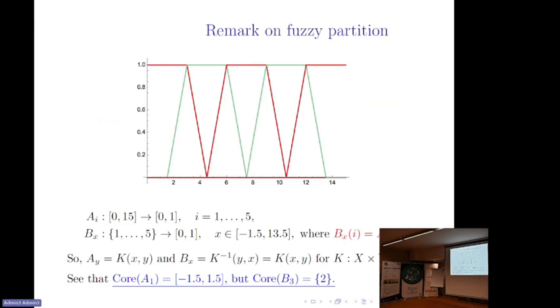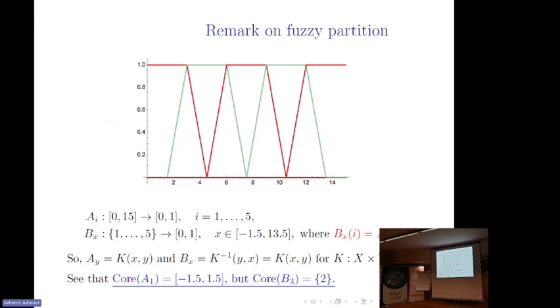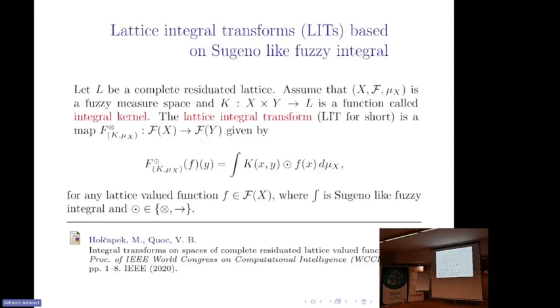Such that A can be described using some fuzzy relation K(x,y), and B is somehow the inverse fuzzy relation when we switch between x and y. The core of the first fuzzy set is, for example, here, minus 1.5, 1.5, but the core of the second, for example B3, is a singleton. So completely different cores.